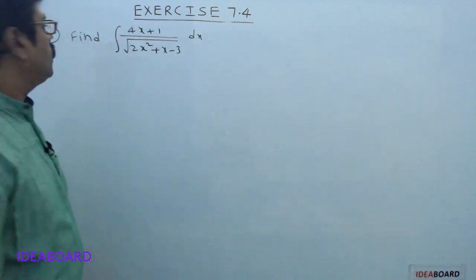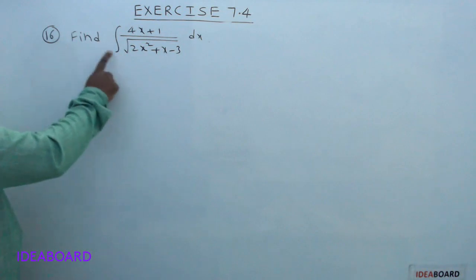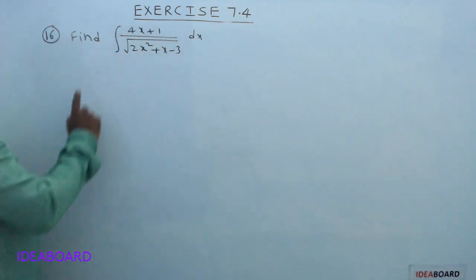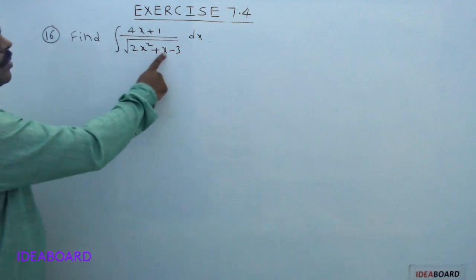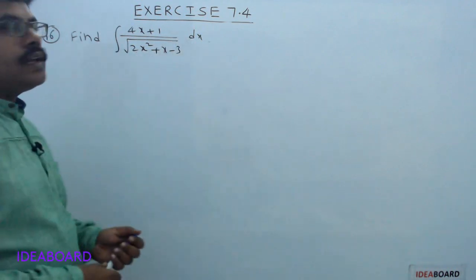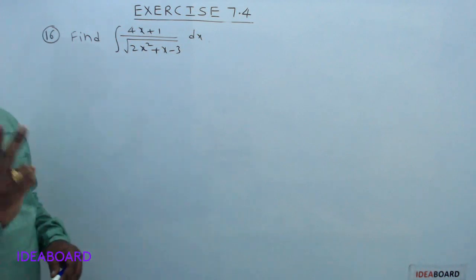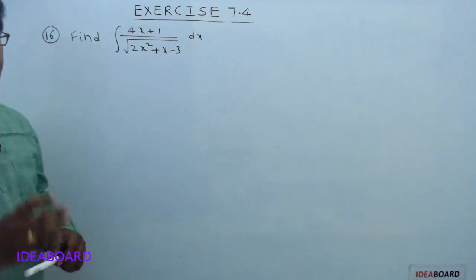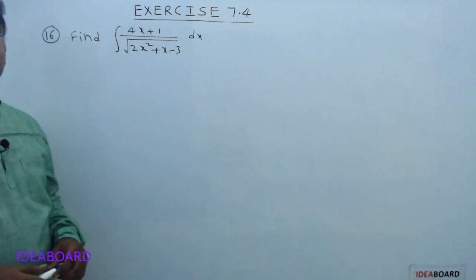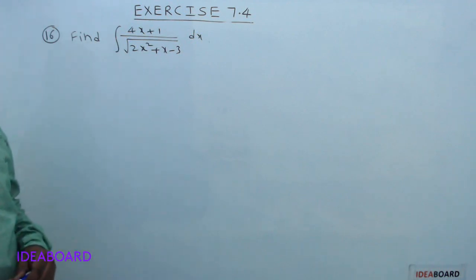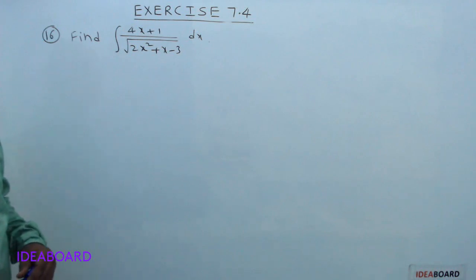Now see the next question. Find integral 4x plus 1 divided by square root of 2x square plus x minus 3 dx. Here you can solve this problem in two methods. First method is by using substitution. Second method is by using the formula. Now we will discuss both the methods.